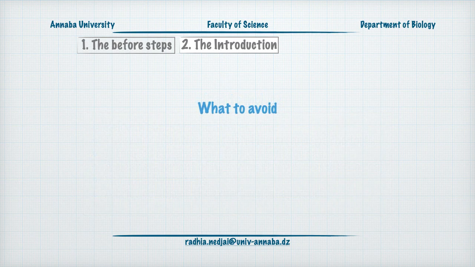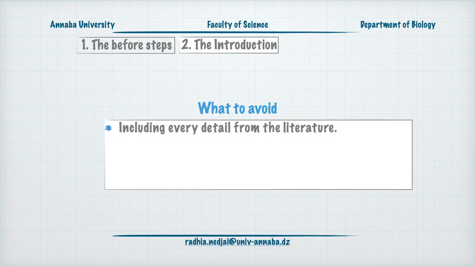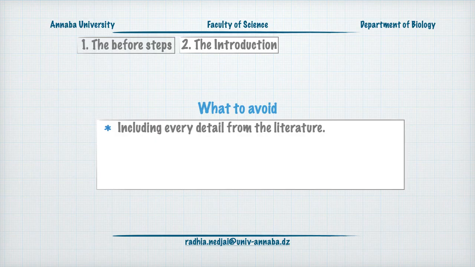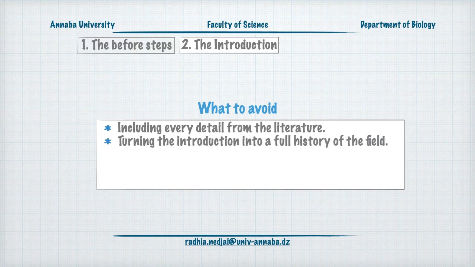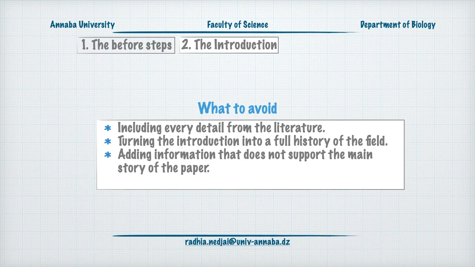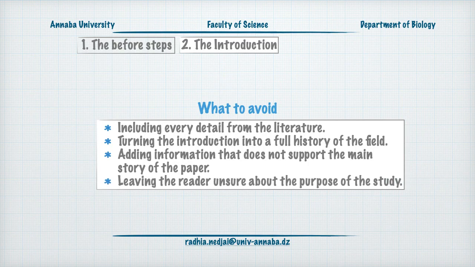However, it should avoid unnecessary detail, long historical reviews, or unrelated information. So, when you write a scientific introduction, you should avoid the following. First, including every detail from the literature. Second, turning the introduction into the full story of the field. Third, adding information that does not support the main story of the paper. And finally, leaving the reader unsure about the purpose of the study.